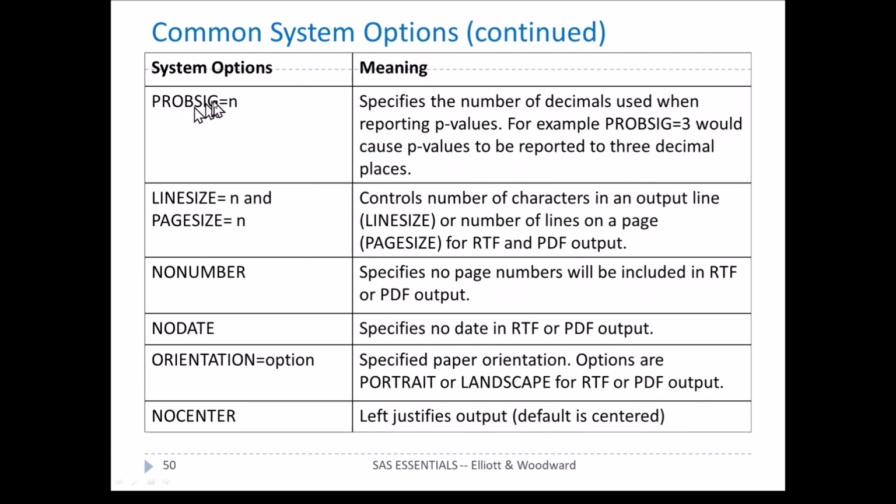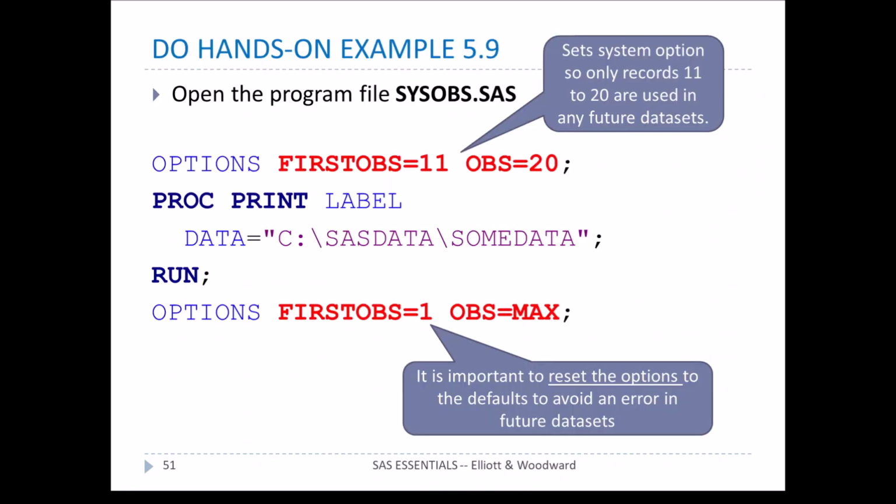Other options are PVALUE, which defines the number of decimal places used to report p-values. The line size and page size have to do, again, with if we're outputting to Word or PDF, how many lines or how many characters are on a page. SAS normally outputs a page number on each page. We can suppress that with nonumber, and suppress the date with nodate. We mentioned the option for orientation, and we can cause SAS not to center the title, and instead it'll left justify it.